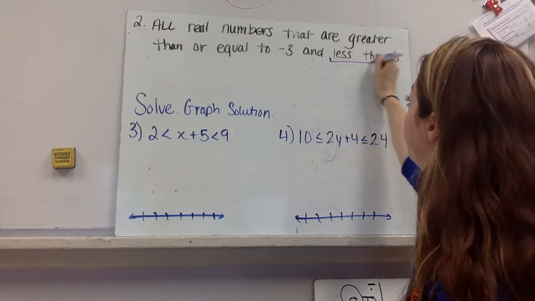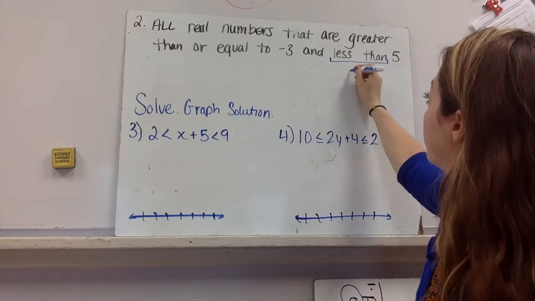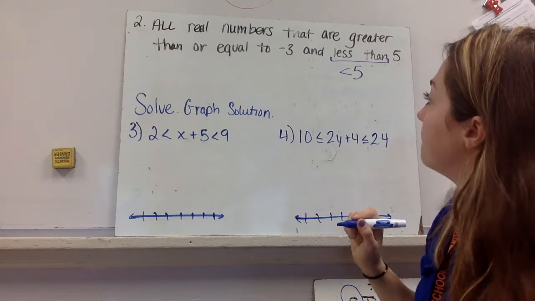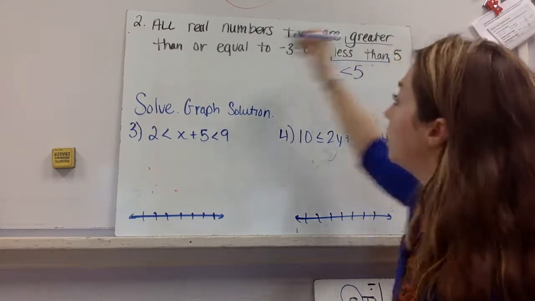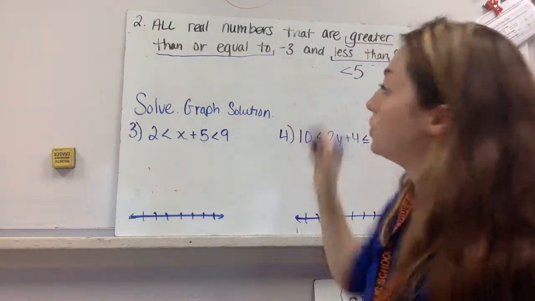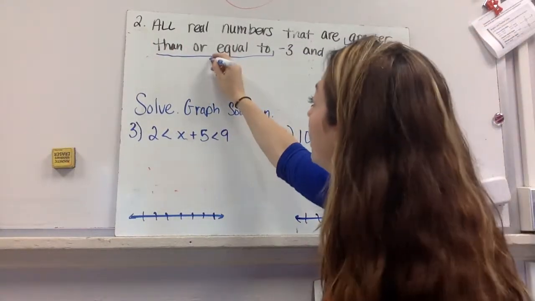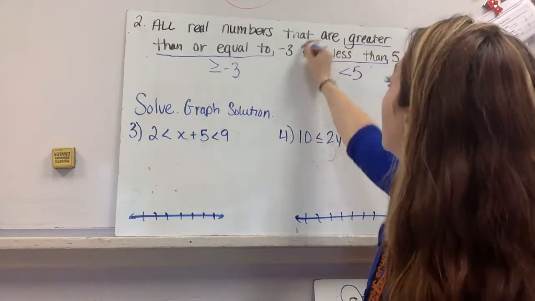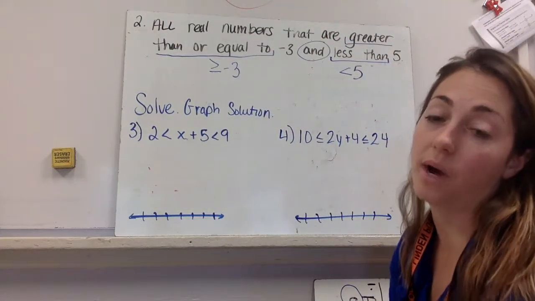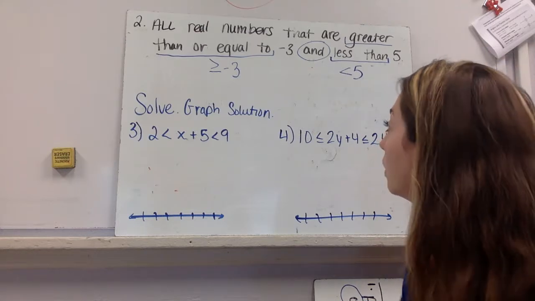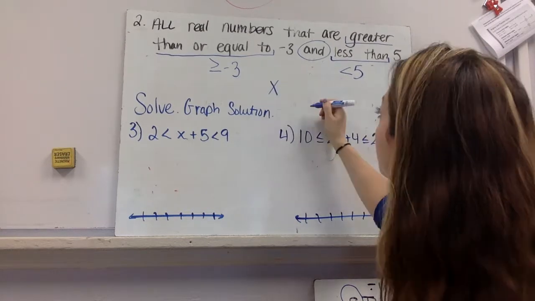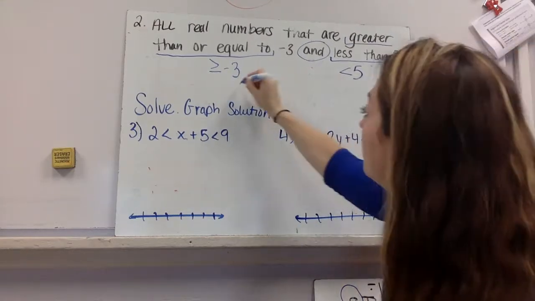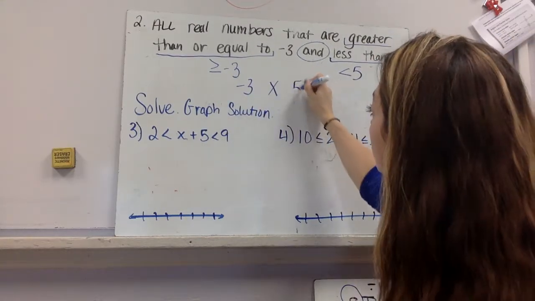Well, less than 5, less than 5. And then I've got greater than or equal to. That's one statement. Greater than or equal to -3. And I've got an and. So I know that I need to write this in order. So I'm putting my x in the middle. It needs to be in order numerically, which is smaller, -3 or 5. So I put my -3 here and my 5 here.